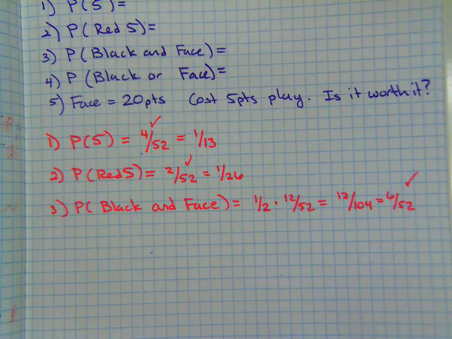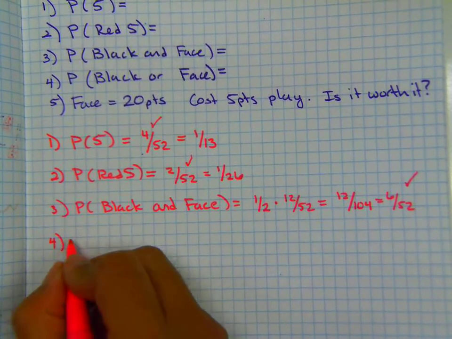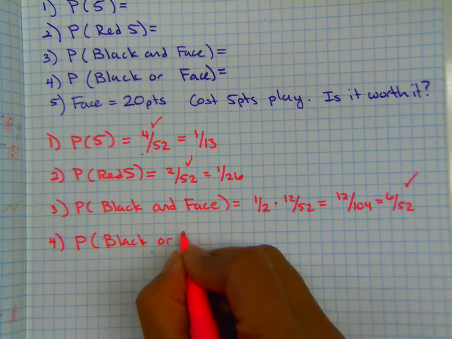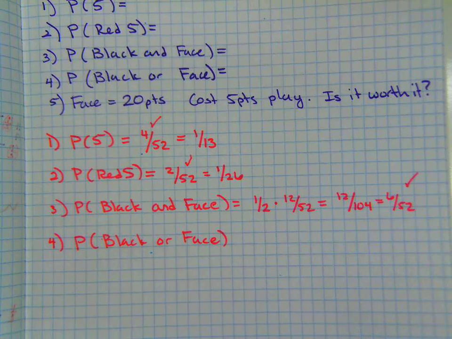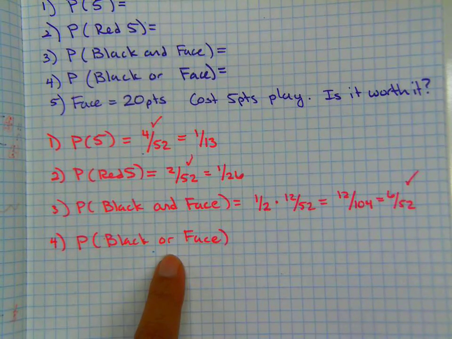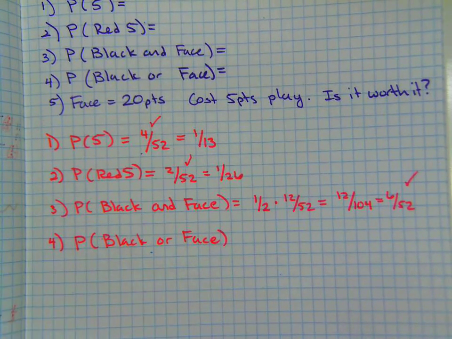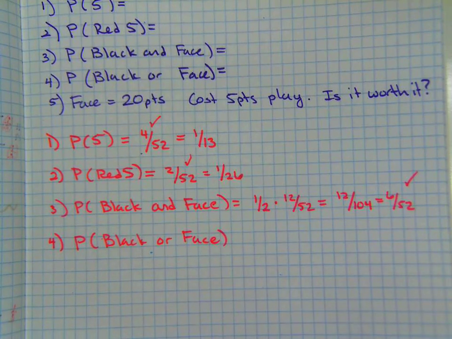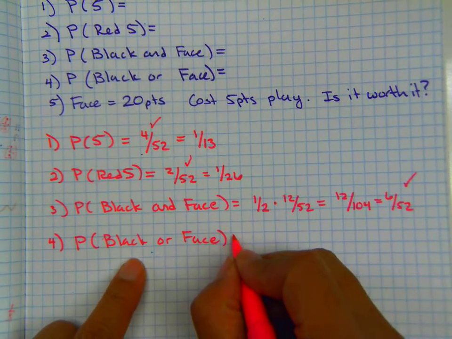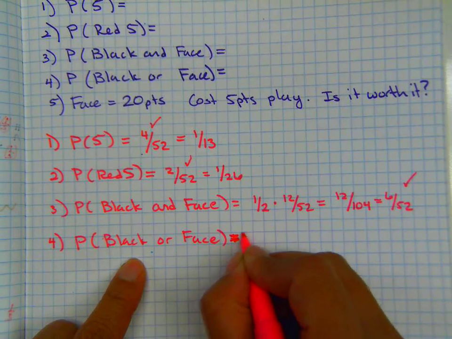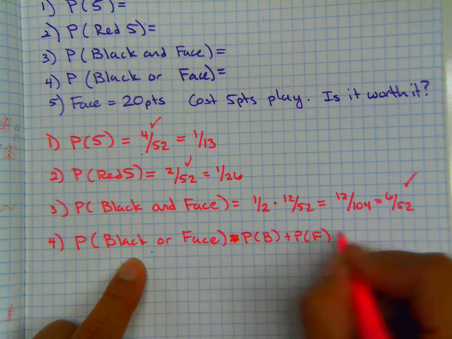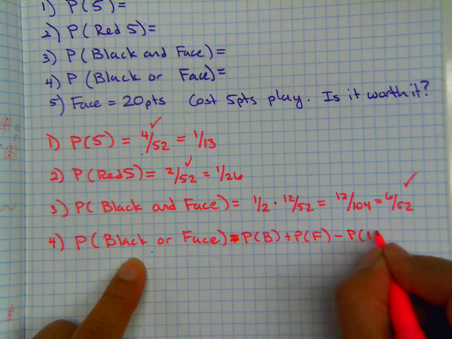All right, next one, number 4. What's the probability of getting a black card or a face card? So this is the union situation. This is where I've got to consider all my black cards and all my face cards without double counting them. So I'm going to use a formula on this one, and then I'll show you how to do it without using the formula. So the formula says this equals the probability of getting a black card plus the probability of getting a face card minus the probability of getting both.